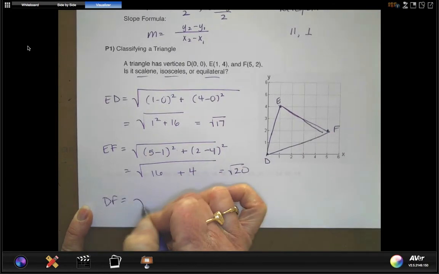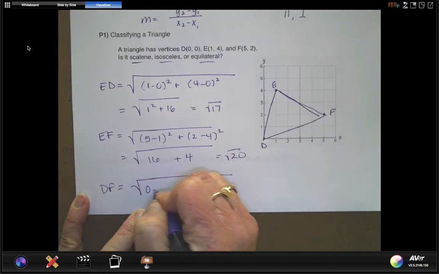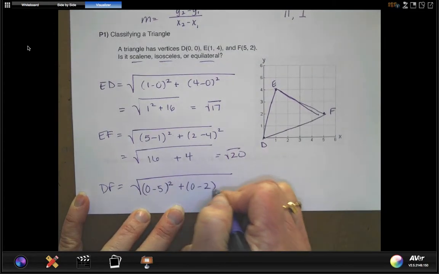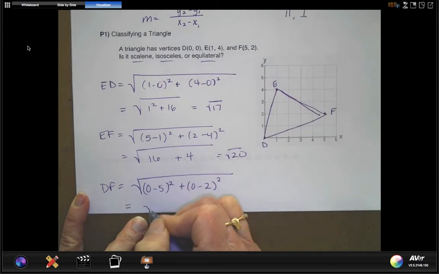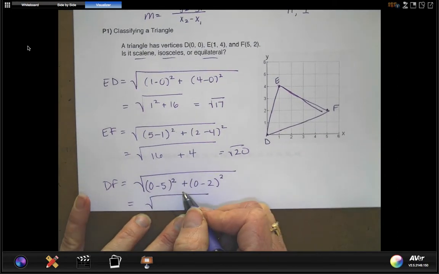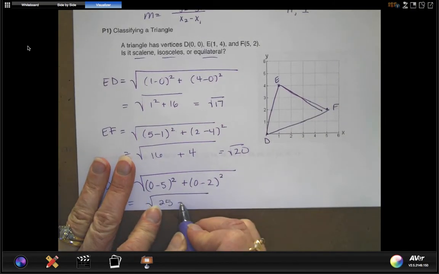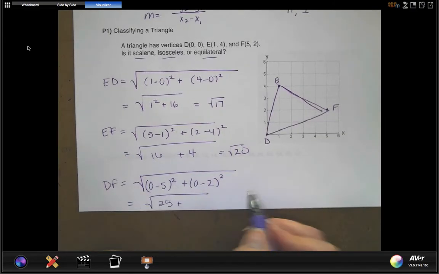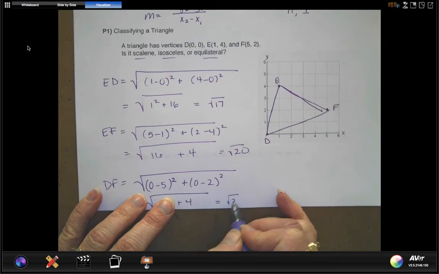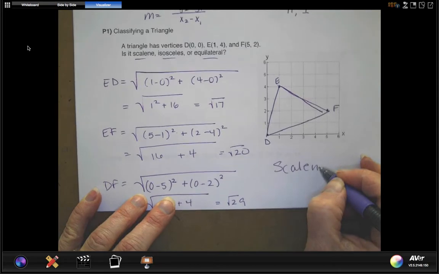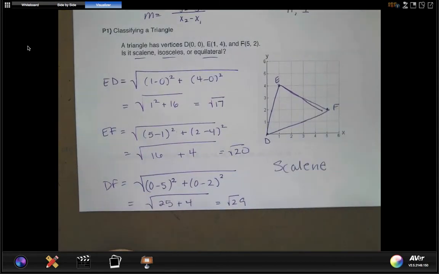DF is equal to the square root of 0 minus 5 squared plus 0 minus 2 squared. So 0 minus 5 is negative 5. I square that, I get 25. 0 minus 2 is negative 2. I square that, I get 4. So I get the square root of 29. So none of these sides are equal. So it ends up being a scalene triangle. Okay?